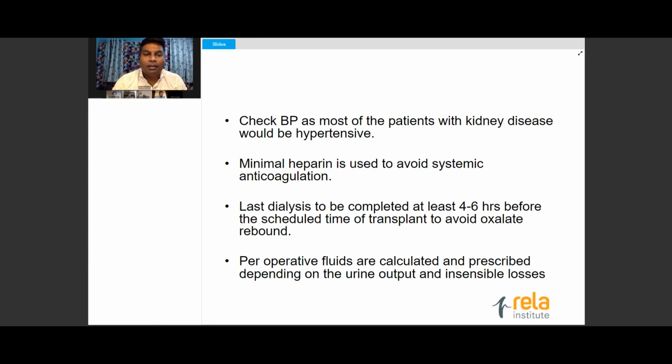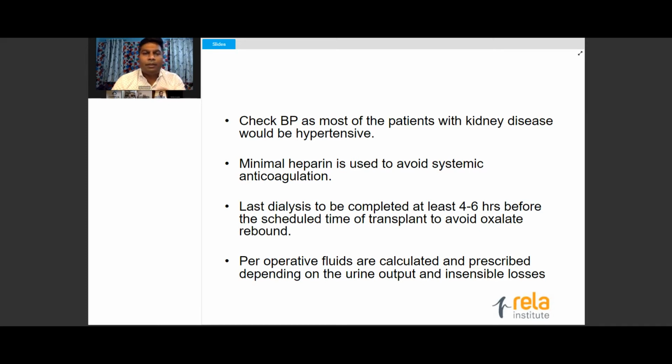And the dialysis before surgery, usually we finish off the dialysis 4 to 6 hours before the transplant, so that the rebound is not there. So the transplant is done before the rebound happens, so that when we put the kidney in, the kidney is not loaded with oxalate.